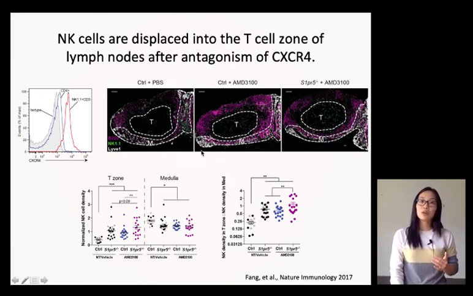And again, we saw mislocalization of the NK cells from the medulla to the T-zone. And we noticed that hitting both receptors resulted in slightly more mislocalization than hitting either receptor alone. And here's the quantification, again, for all four conditions.